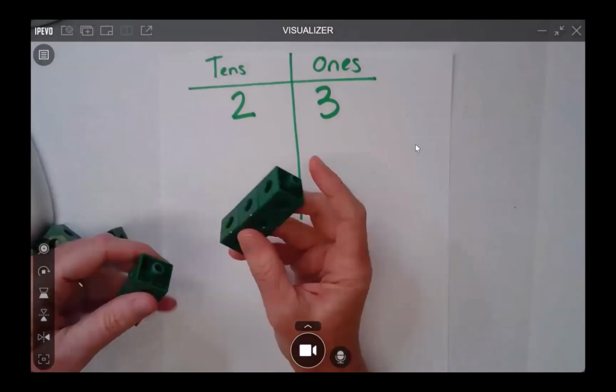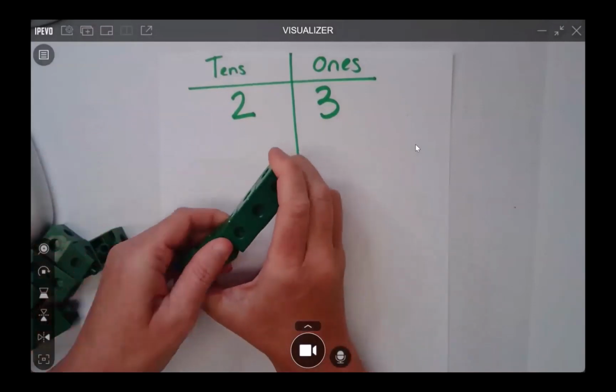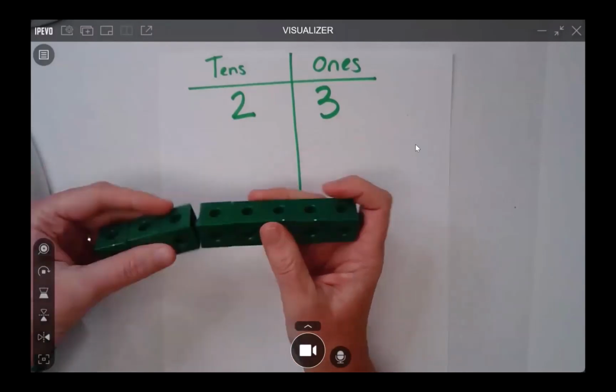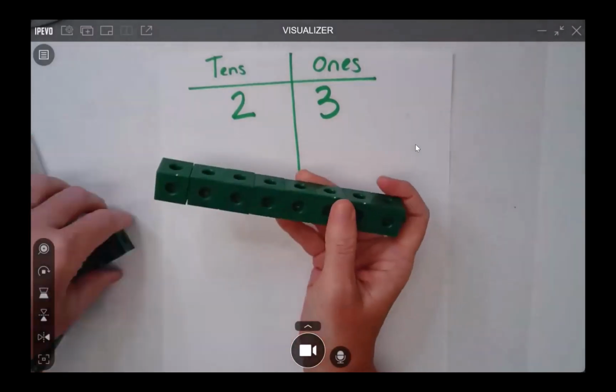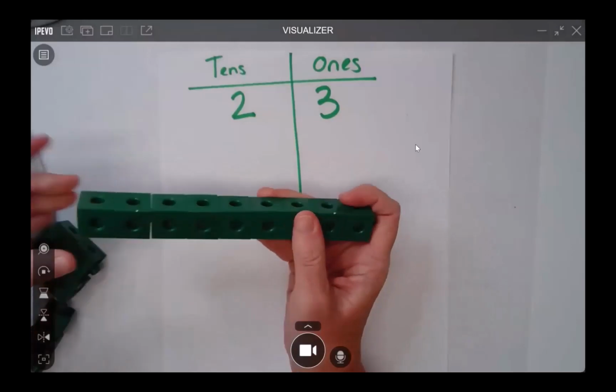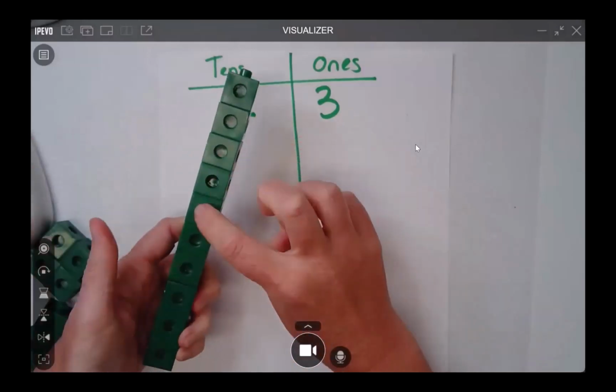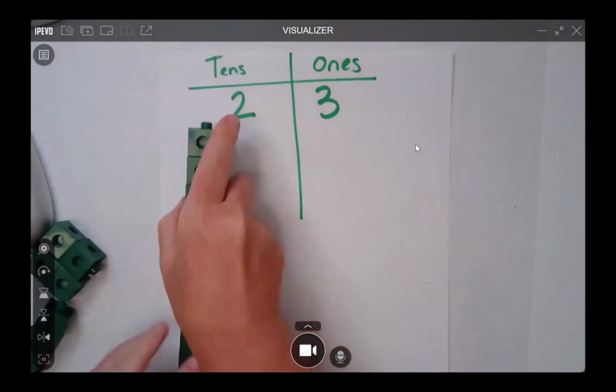So there's 3, 4, 5, 6, 7, 8, 9, 10. 1, 2, 3, 4, 5, 6, 7, 8, 9, 10. Okay, there's 1 10.